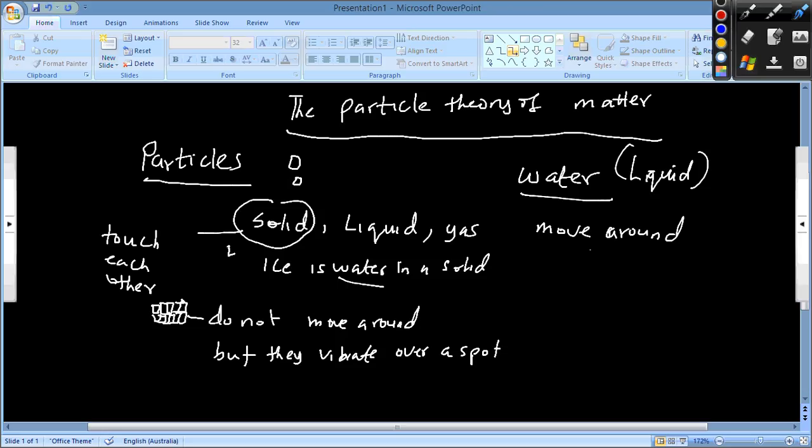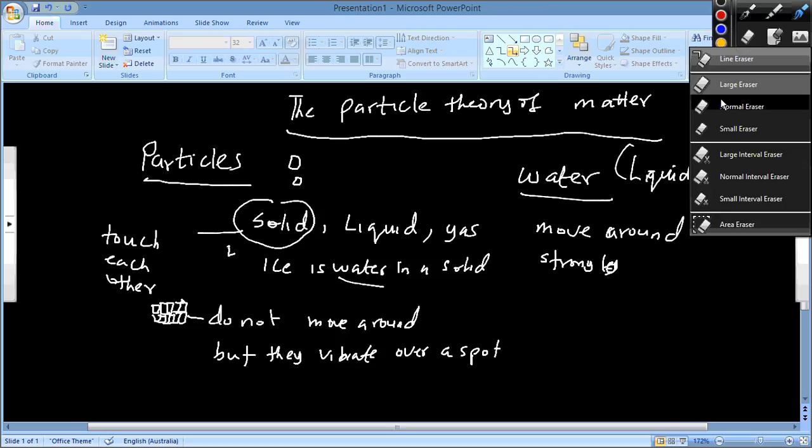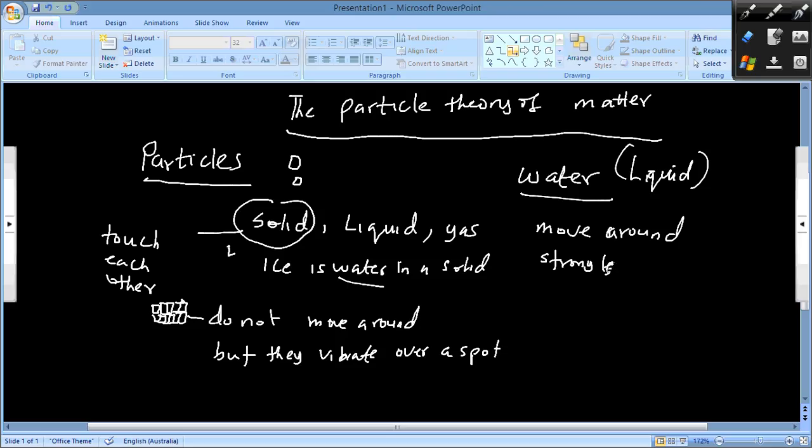The particles are also strongly attracted to each other, as in the case of a solid. So in a liquid also, the particles are strongly attracted to each other.